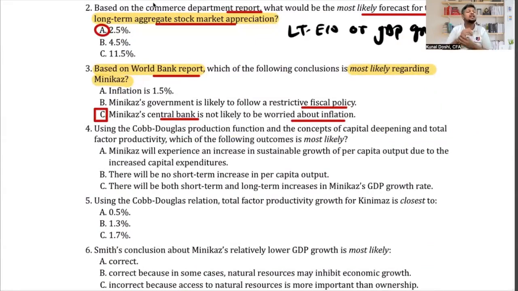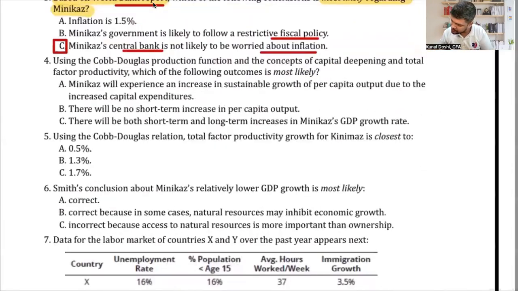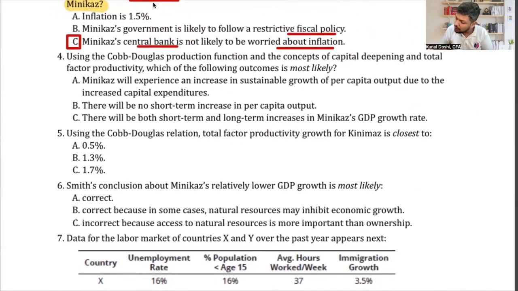What is the reason behind that? The reason is the potential GDP is more, the actual GDP is below the potential GDP. It becomes a concern when the actual GDP is way higher than the potential GDP. Yes. Next, using Cobb-Douglas production function and the concepts of capital deepening and total factor productivity, which of the following outcomes is most likely? So we are going to see what are the outcomes.